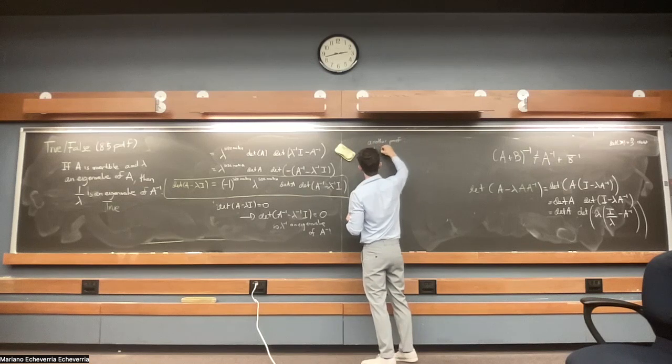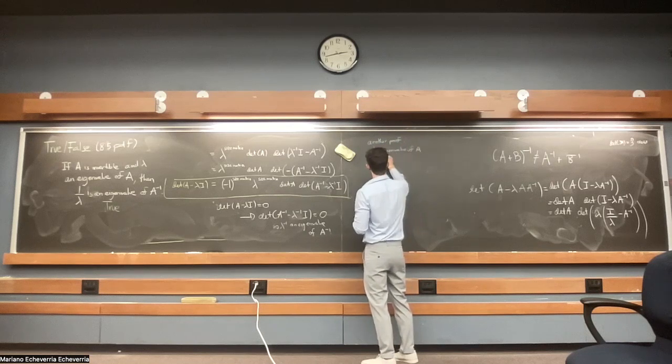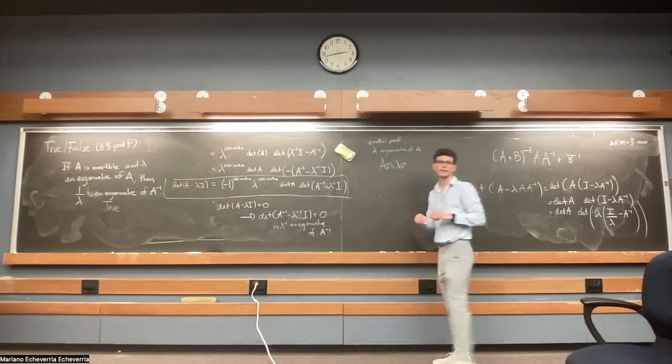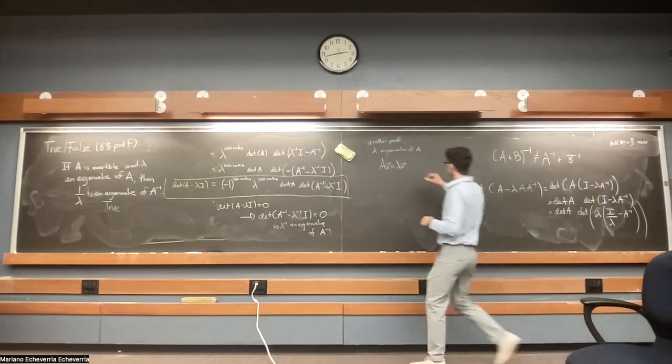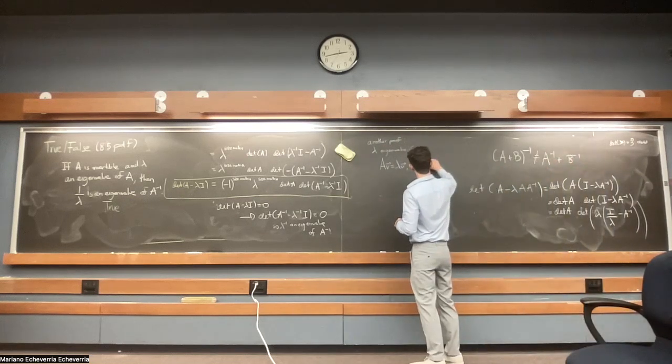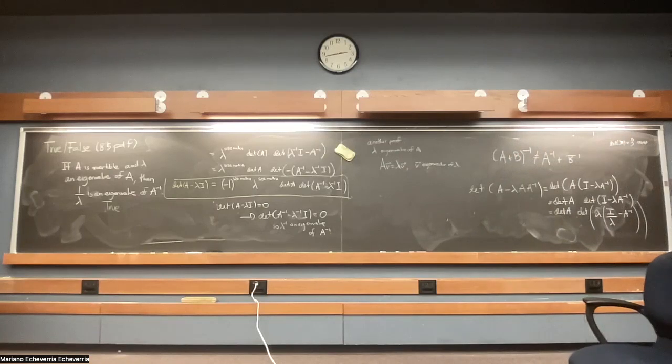What happens if lambda is an eigenvalue of A? Then that means that AB is lambda B, where B is an eigenvector for lambda. That's what it means to have an eigenvalue and eigenvector, right? Is that making sense so far? So, your questions up to this point.